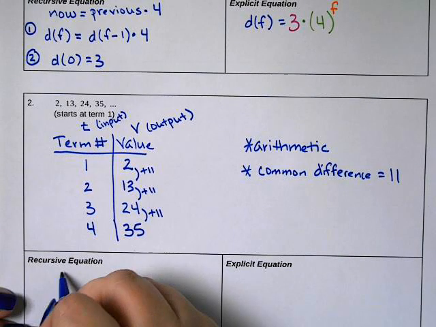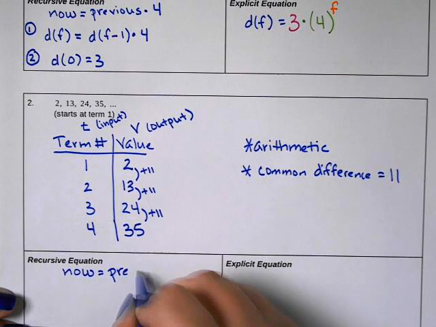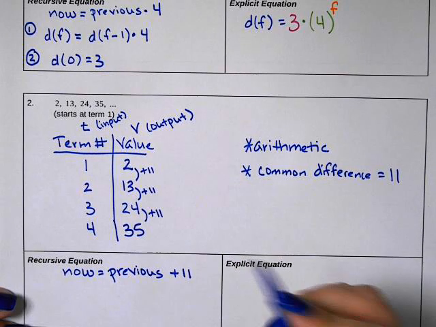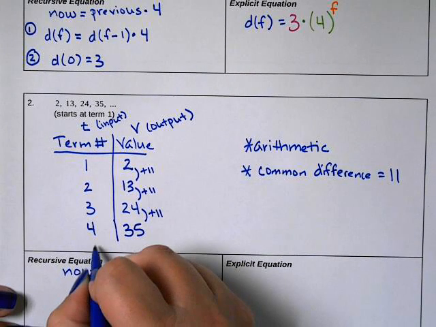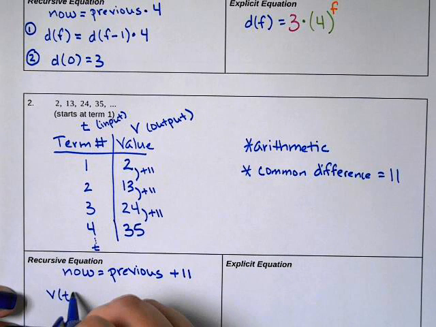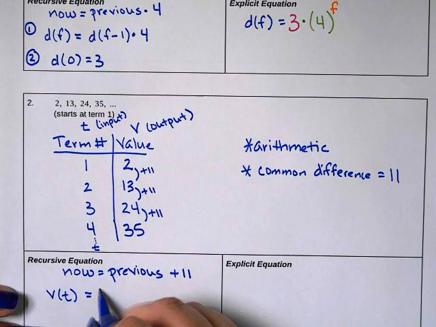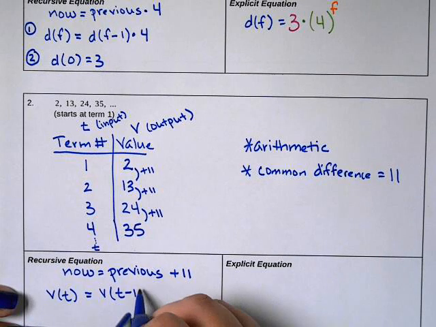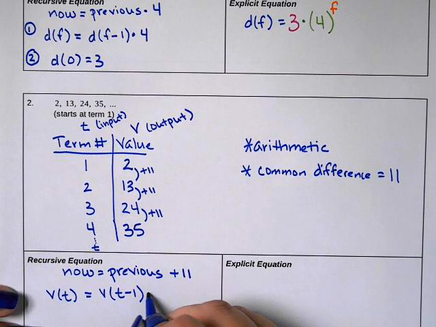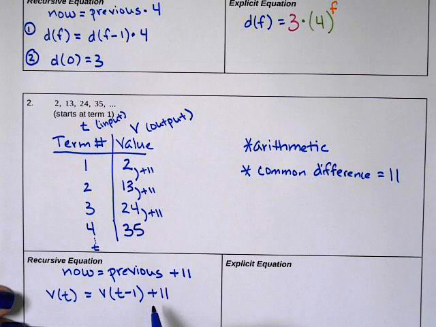I know that in order to get the value right now, I need to take the previous one, and I have to add 11. So if I want to talk about term T, then I know I'm going to talk about V of T. I need to take the previous one, which is V of T minus 1, because I want the term before it, so it's 1 less, and then plus 11. So this portion right here of the recursive tells me what my pattern is.